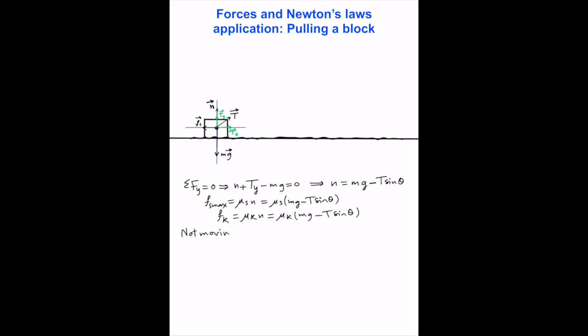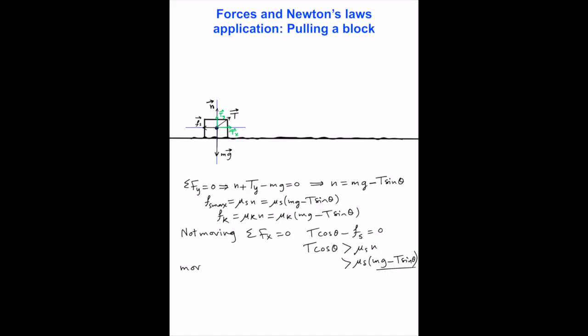So if the block is still not moving because of static friction, then the sum of Fx is equal to 0, and this gives T cosine theta minus Fs equal to 0. And the block will start moving when T cosine theta is larger than μs N, or μs (mg minus T sine theta), which is the normal force.